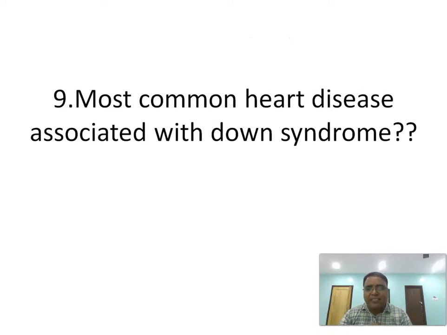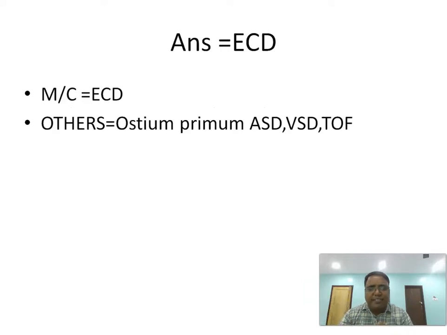Then the most common heart disease associated with Down syndrome, that we have already discussed. Most commonly we will get AVSD or endocardial cushion defect. Then other congenital heart diseases we can get in the case of a Down child: ostium primum ASD, even ostium secundum type of ASD, VSD, even TOF also we can get in a case of a Down child.